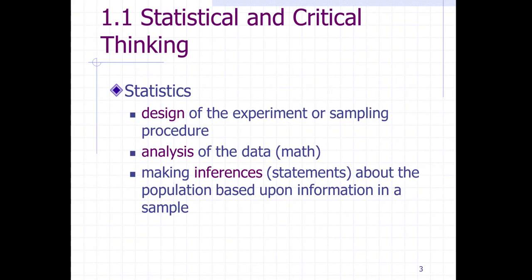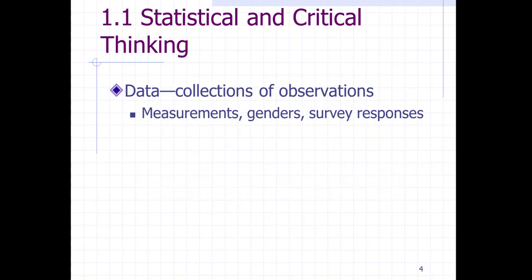And then there's analysis of the math, that is another chapter, and then making statements about the population based on the information that you gathered, that is your last chapter. And so these are 3 big deals in statistics. We're going to talk about the design in the first unit. We're going to talk about analysis in the second unit, and we're going to make inferences in the third and fourth units. So the first thing we have is data, and that is a collection of our observations.